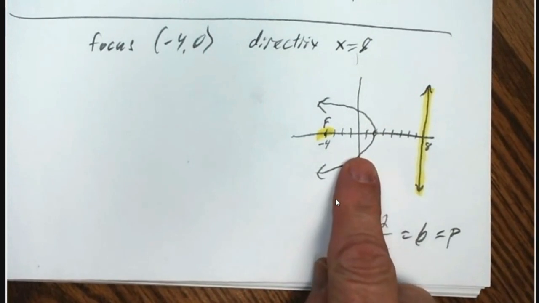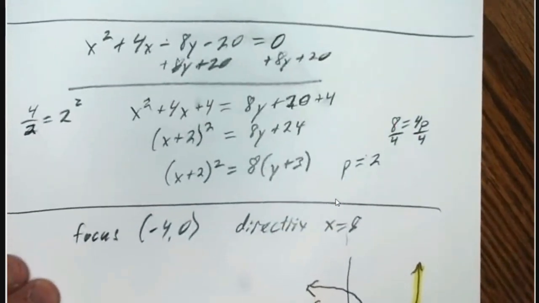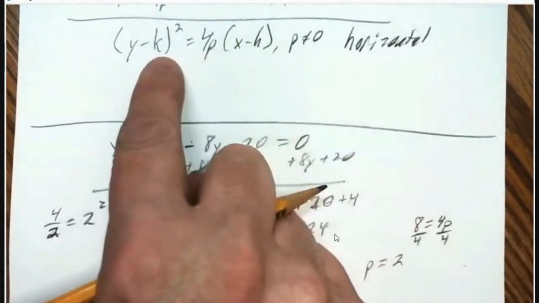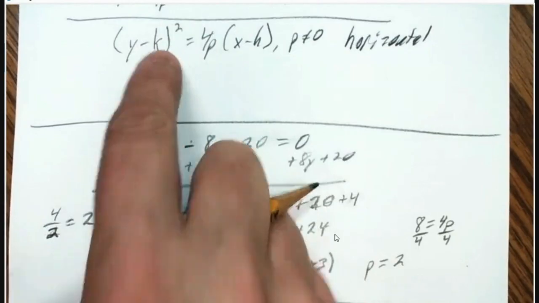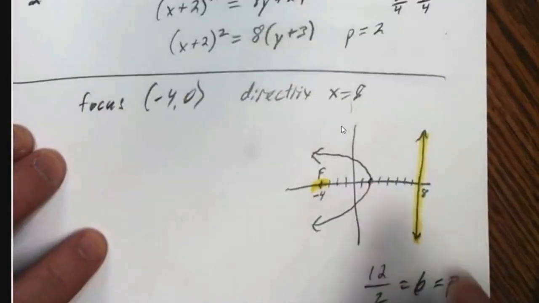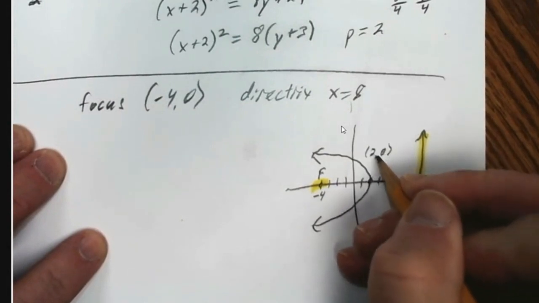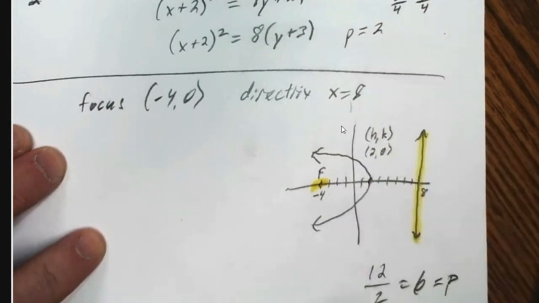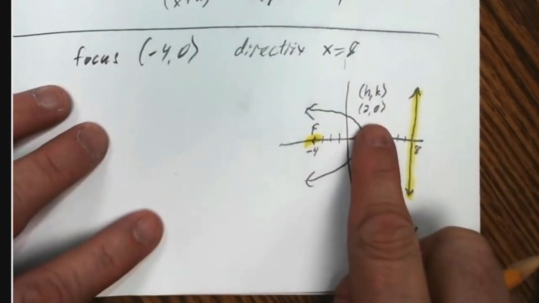So that's a nice sketch of what our parabola should look like. If we write the equation for that, we know it's a horizontal parabola, so y minus k squared. What is our k? Well, the vertex is at (2, 0), the h, k, right? The vertex is the h, k, (2, 0). So our k is 0.